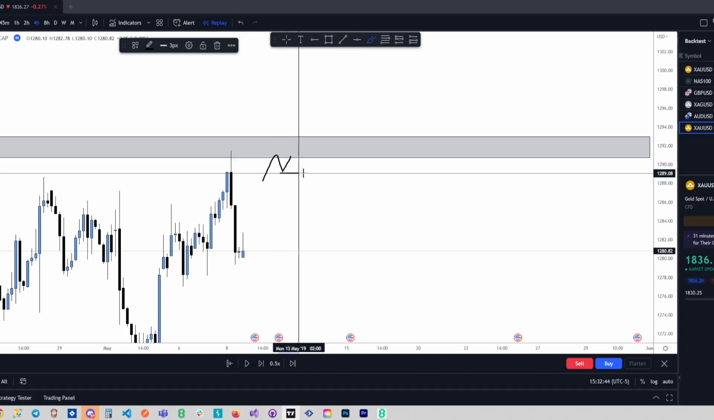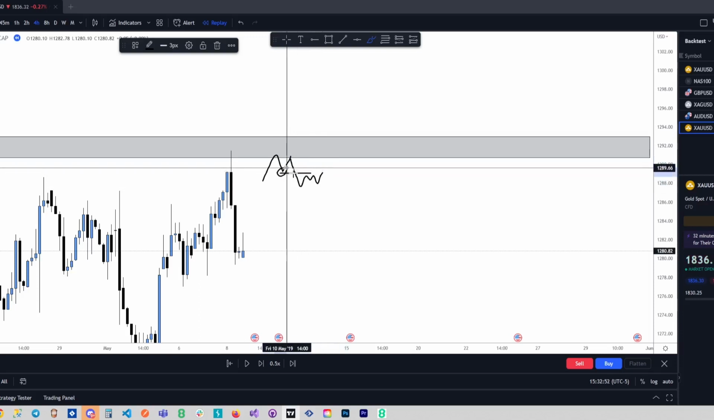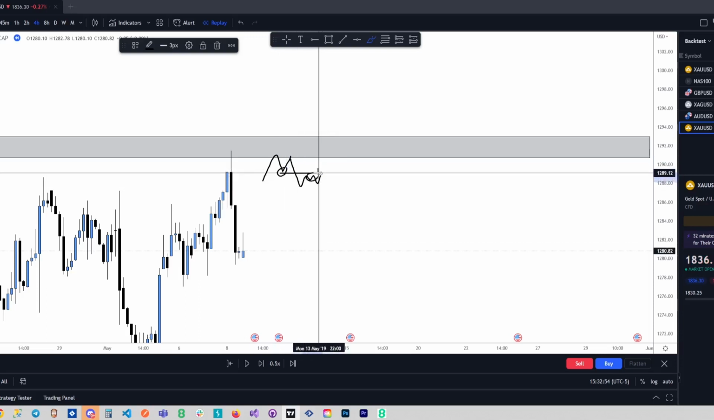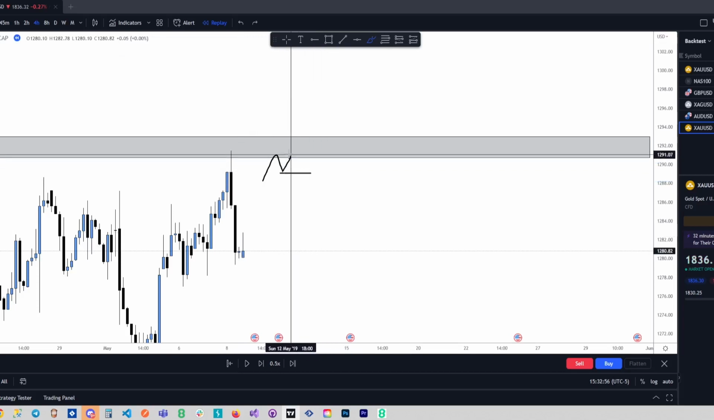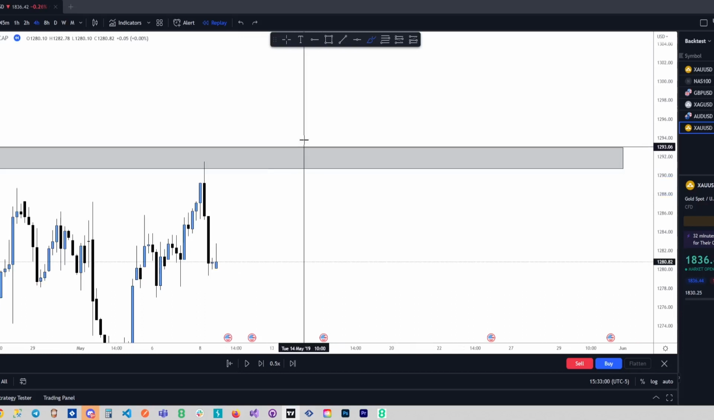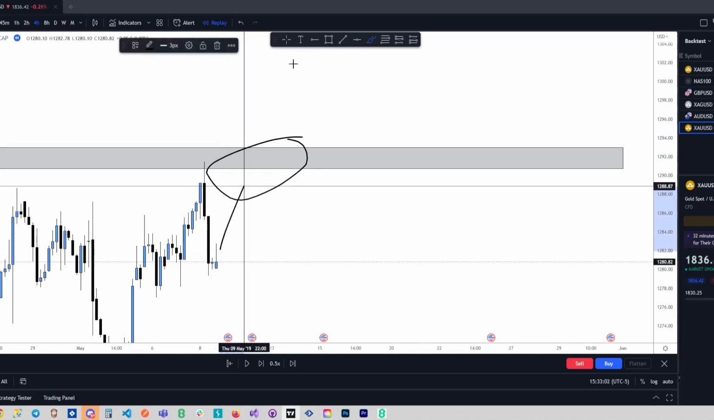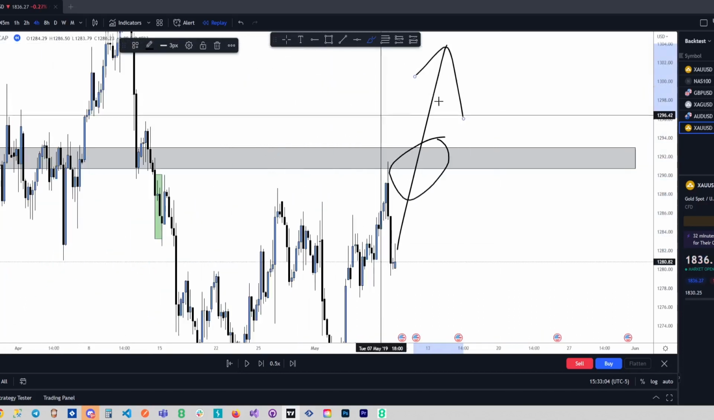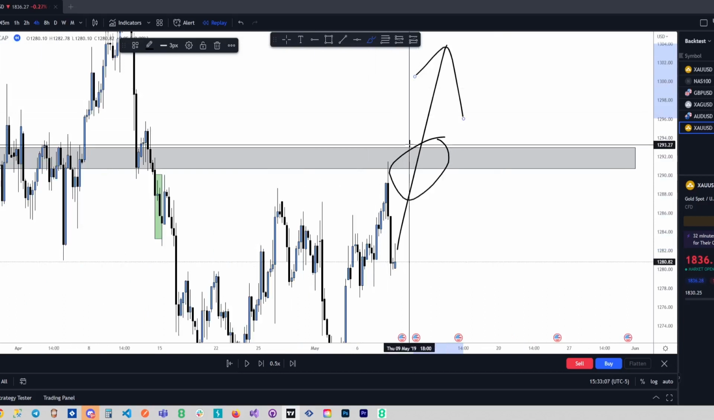In this case, there's a low right here. What I'm looking for price to do is to break that low and start to use that low as resistance now. That low was once support. Now it's turning into resistance. I'm waiting for price to break that low and use it as resistance, rather than just getting in right here and price just shooting right through it. That's not what we want to happen.